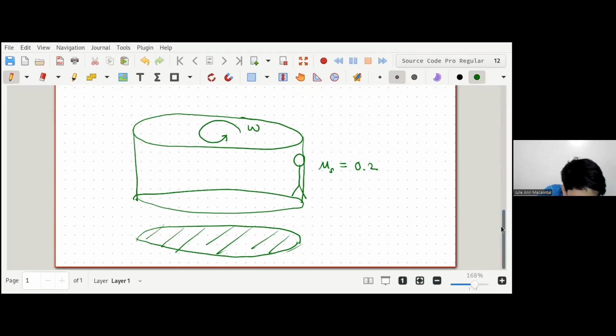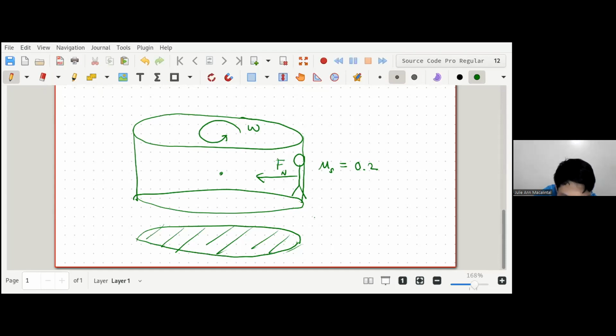So ang tanong, what is the minimum speed of rotation para hindi malaglag yung nakasakay sa ride na to? Yung g over 0.2, so mga 40. First, ano yung normal force dito? Same analysis. Saan nanggagaling yung normal force? Towards the center yung normal force. Tama, so Fn is towards the center.